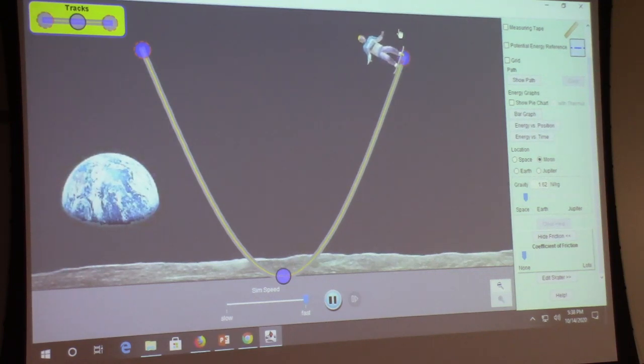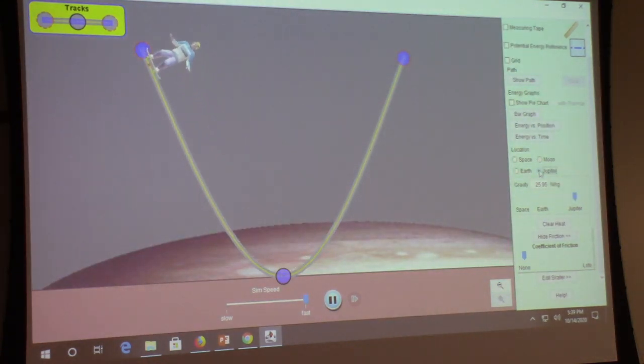So the moon, the gravitational force of the moon is not as great as the Earth. So as numbers go, the guy's not going to be going as fast, right? There's not as much potential energy on the moon as there would be on the Earth. I can quickly change it to Jupiter, actually, where there's a whole bunch. I don't know if you can tell, but really down here we're going a lot faster because there's more gravitational potential energy because we're higher.